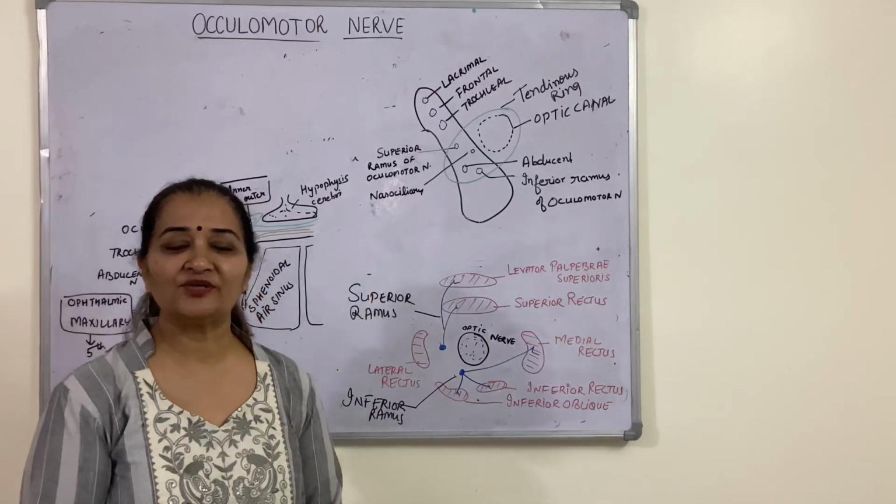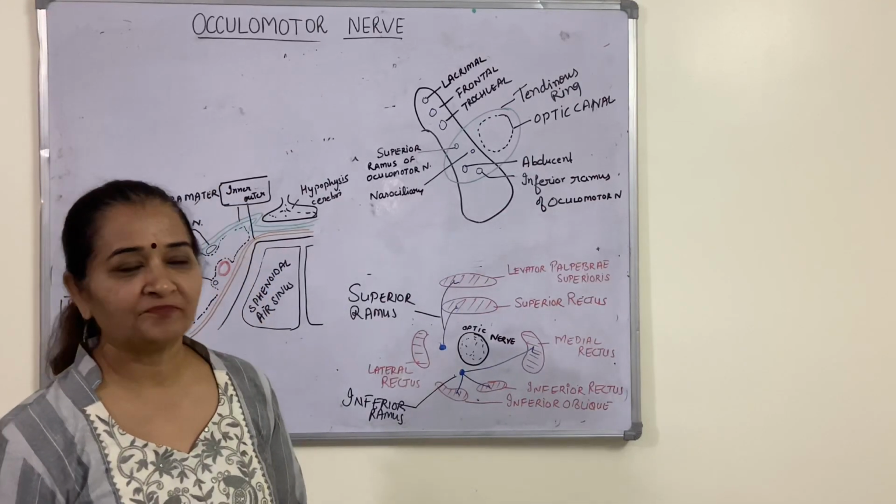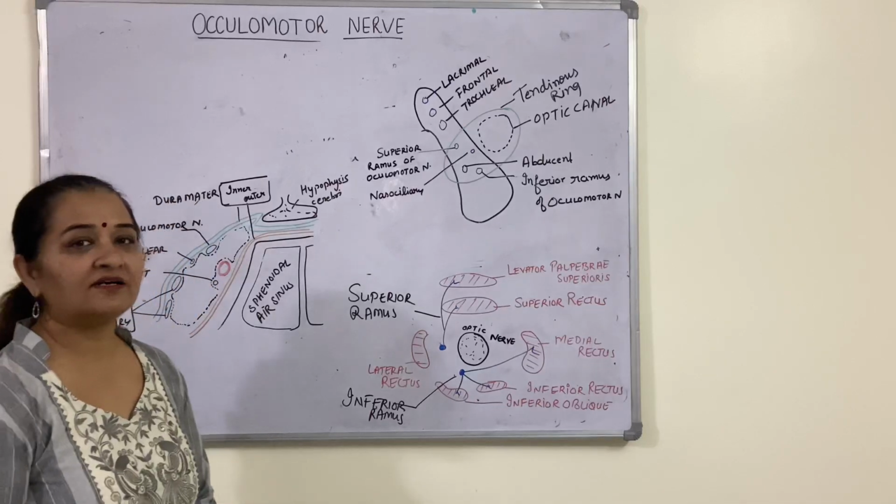Morning students, today we will discuss the oculomotor nerve. So the oculomotor nerve is the third cranial nerve.